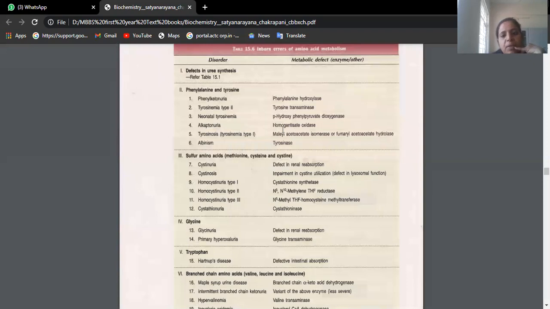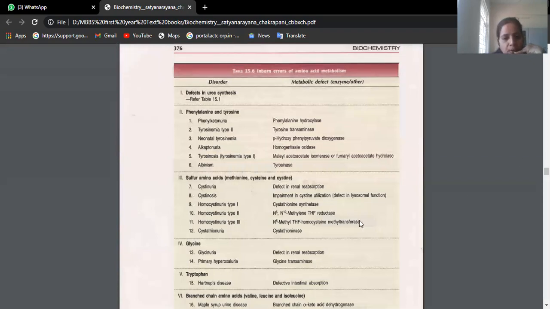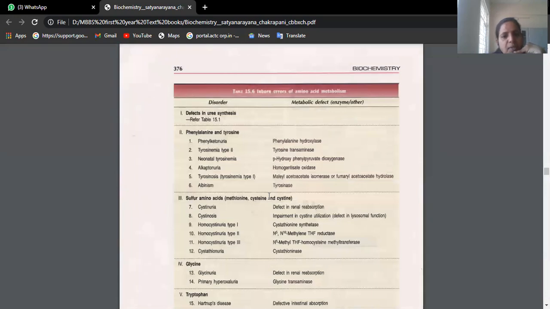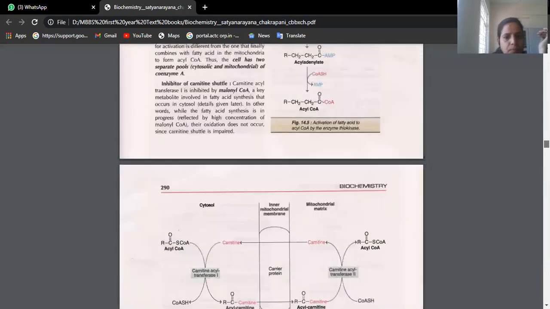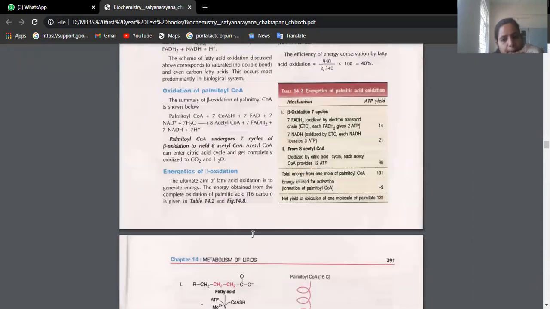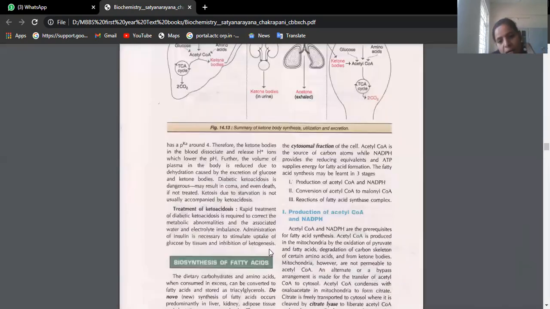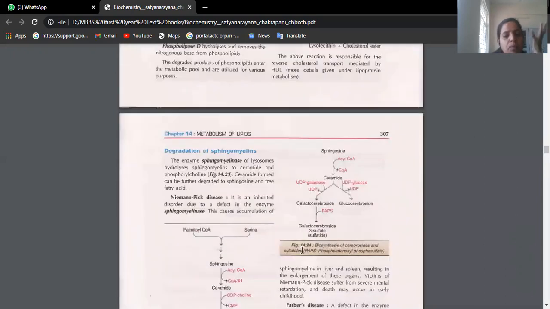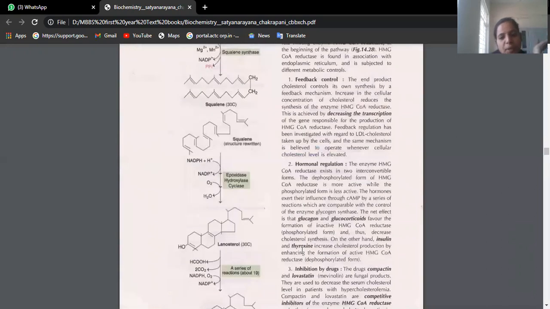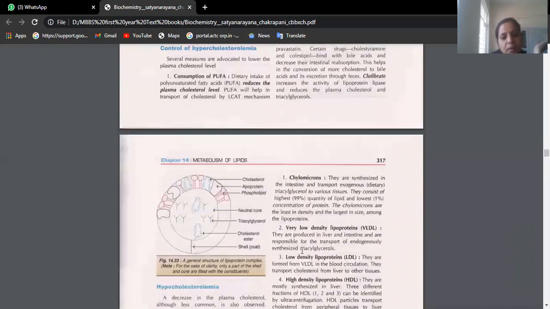Yes, beta. Metabolic defect is homogentisate oxidase. So it is a defective enzyme. So it is concerned with which metabolism? Phenylalanine and tyrosine metabolism. So during this metabolism, suppose if this enzyme is deficient, then it leads to alkaptonuria. So you should write the clinical symptoms also. Urine becomes dark Coca-Cola colored on standing.